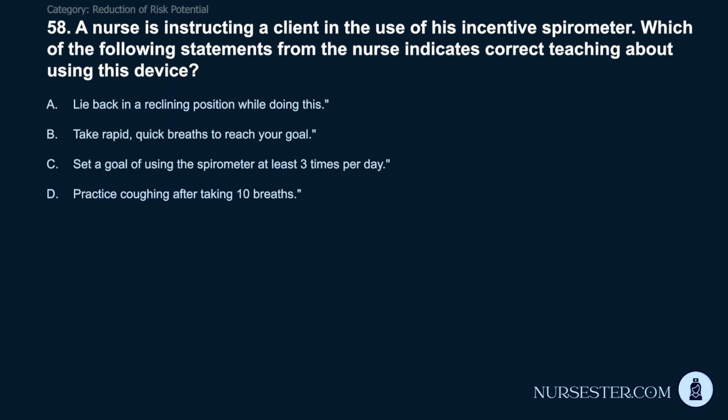58. A nurse is instructing a client in the use of his incentive spirometer. Which of the following statements from the nurse indicates correct teaching about using this device? A. Lie back in a reclining position while doing this. B. Take rapid, quick breaths to reach your goal. C. Set a goal of using the spirometer at least 3 times per day. D. Practice coughing after taking 10 breaths. Correct answer: D. Practice coughing after taking 10 breaths.